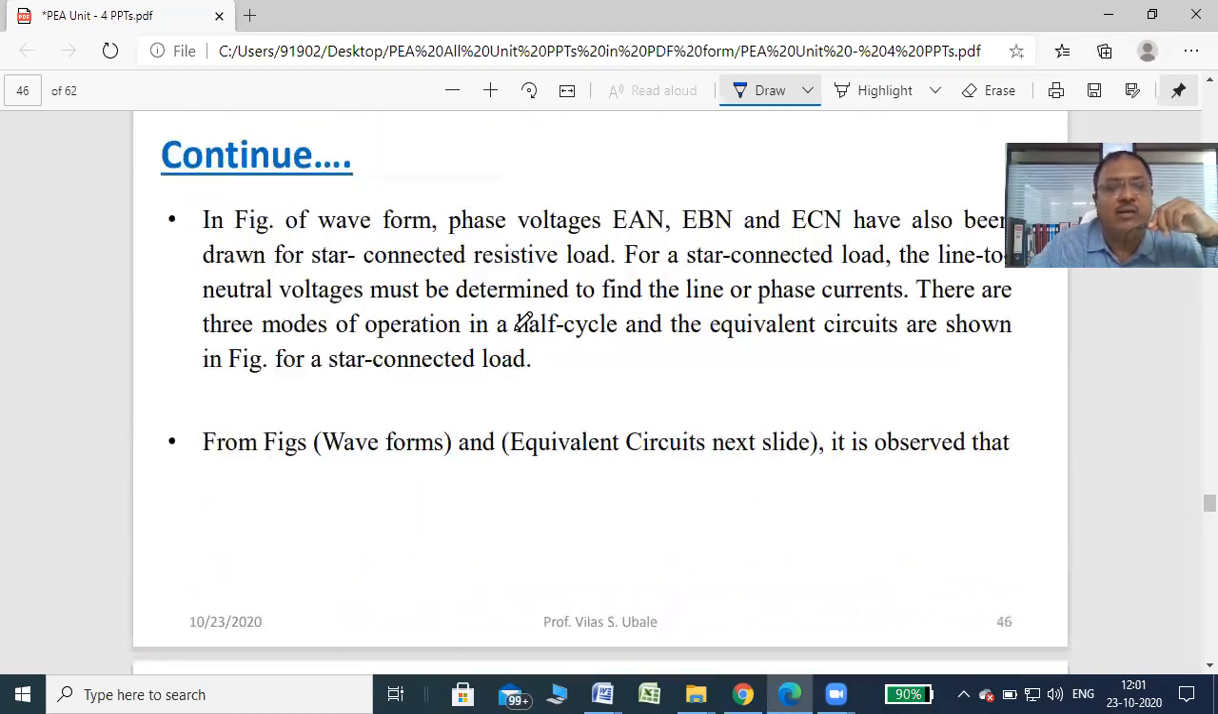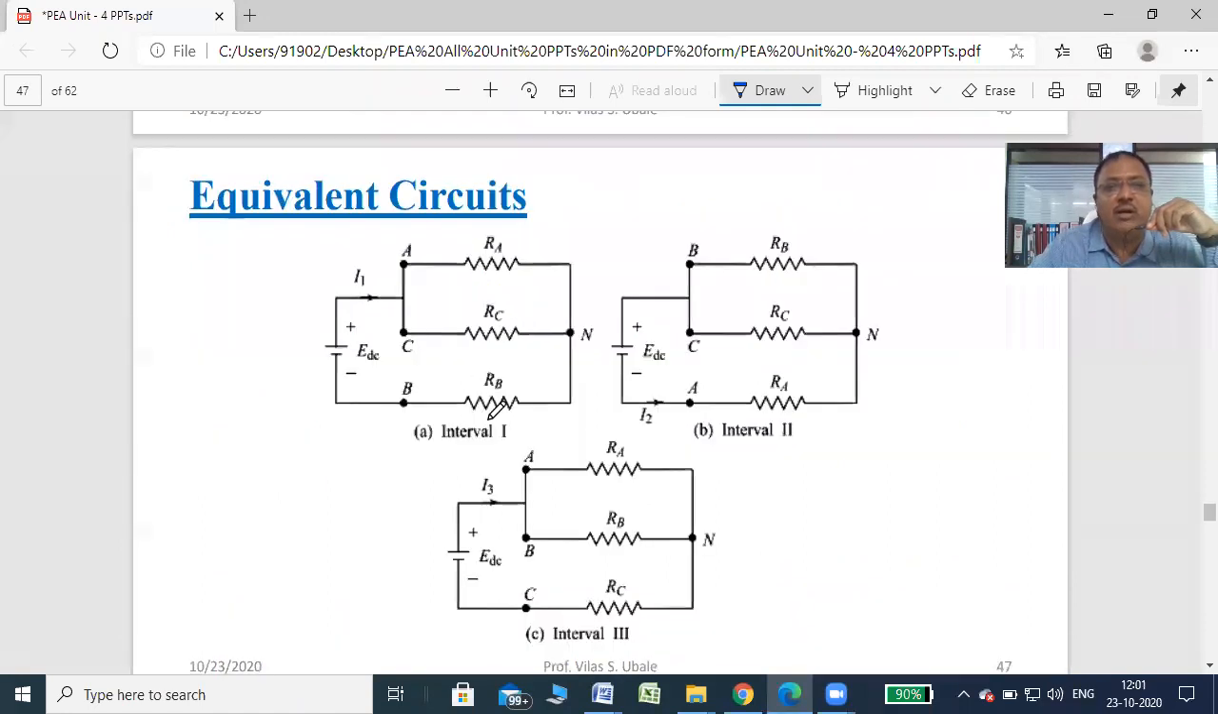The working of this we already learned in the last lecture. This is the equivalent diagram of the load. You can check here phase A, phase B, phase C. RA, RB, RC are the resistances of the load for phase A, phase B, and phase C. You can check in the first equivalent, that is EAN, in which is phase A.